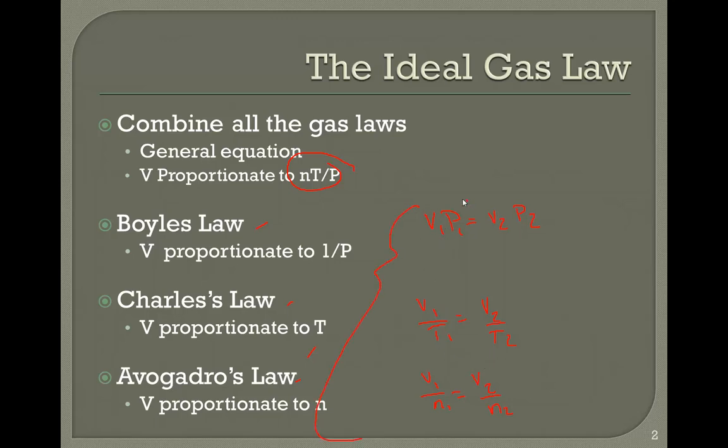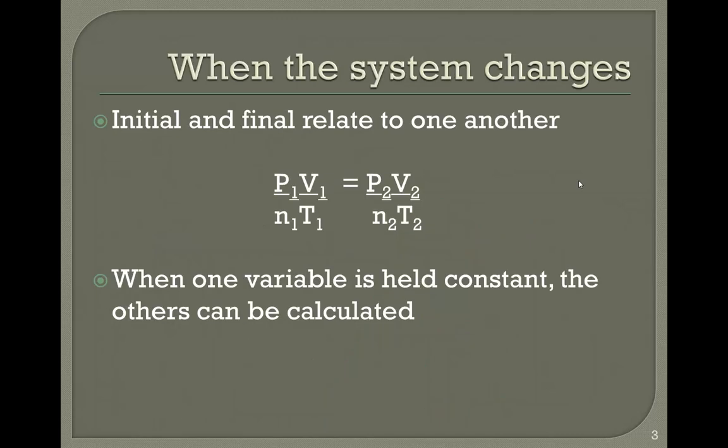So if you notice V1 over P1, and then if we merge this one into it, it would be V1 over T1. And then if we merge this one into it, we're still talking about volume. Volume is proportionate to the moles now. And if we combine all three of those, you'll see P1 V1 over N1 T1. It's the combined gas law.